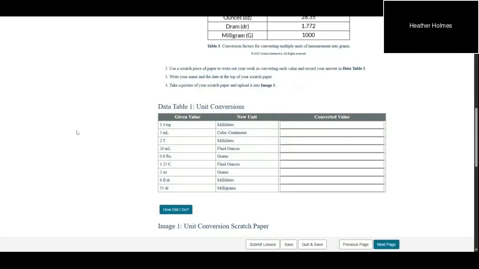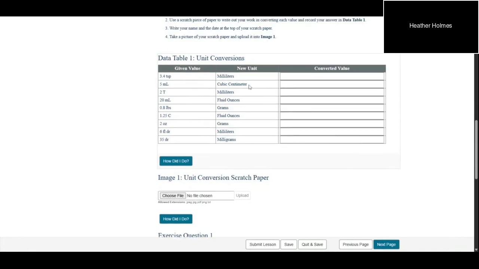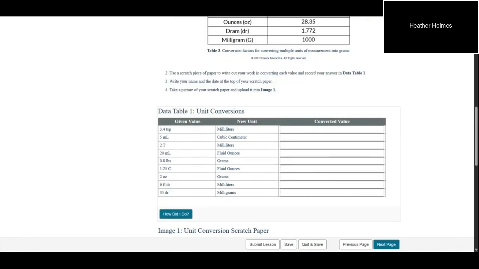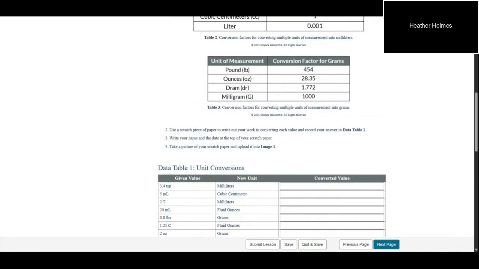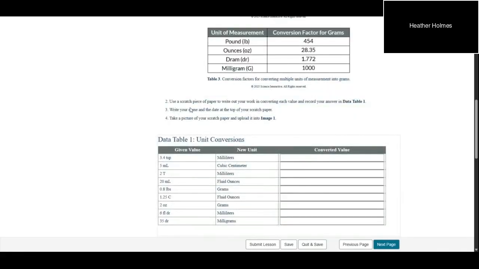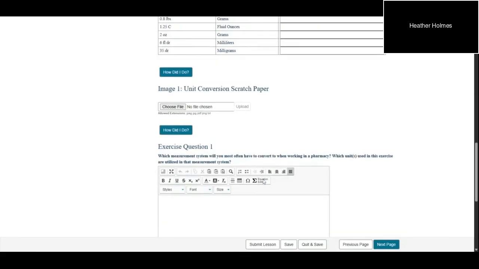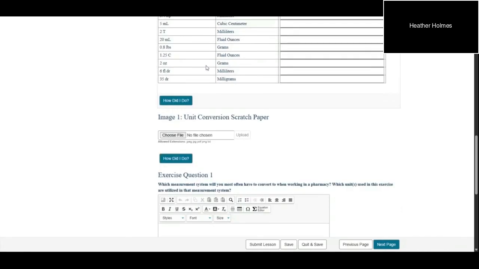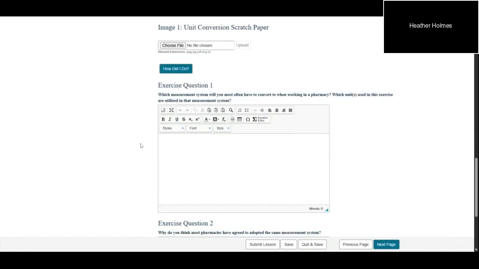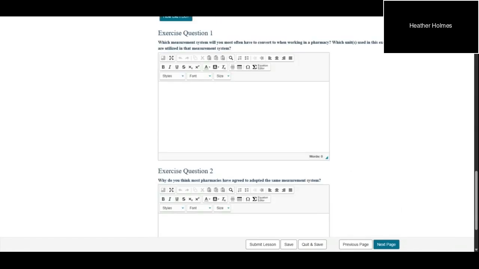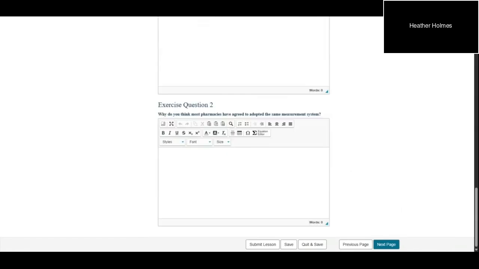Okay, so that's what you're going to do for these ones. I'm pretty sure most of them are just 1-step ones, but there will be a couple that are 2-step. And you have to make sure that you upload your picture for the math for all your conversions for this table. And then you have a couple of exercise questions that you're going to have to answer as well.